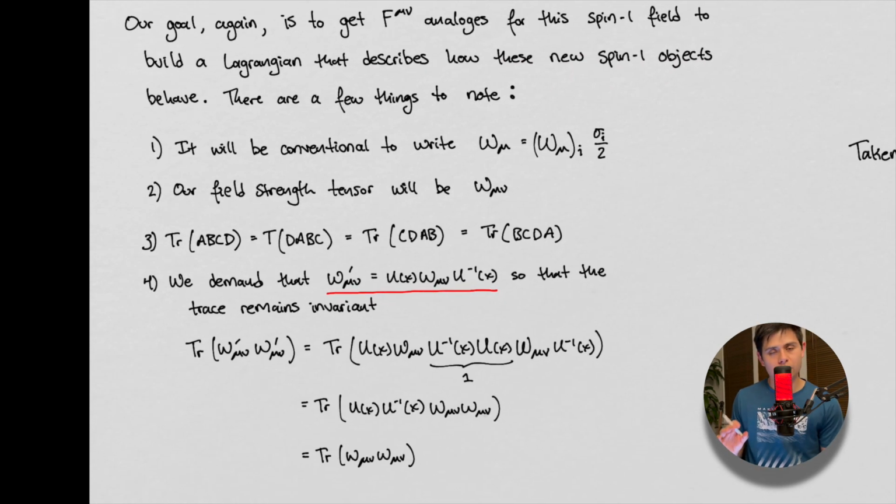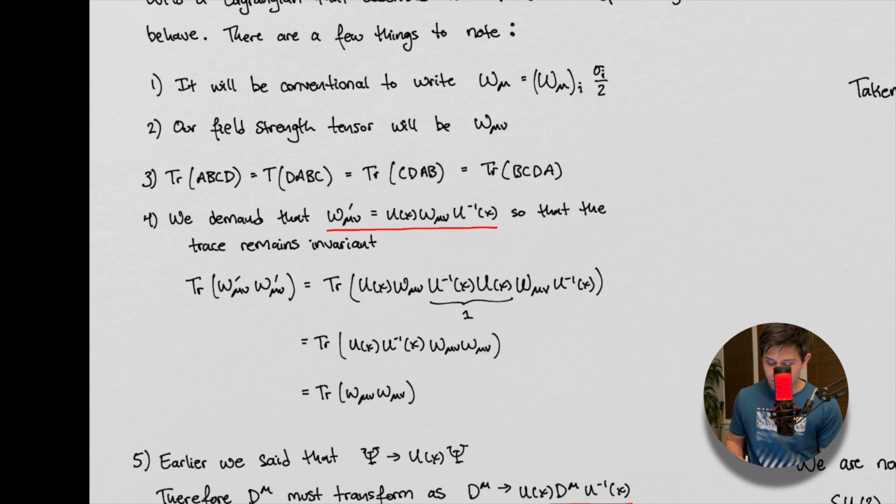There are a few things that we want to take note of, okay? So it's going to be conventional to write these vectors in this way, so we don't always have to write out the Pauli matrices. Our field strength tensor is going to be written in this way, because the tensor, again, is a two-component object. It has two indices.